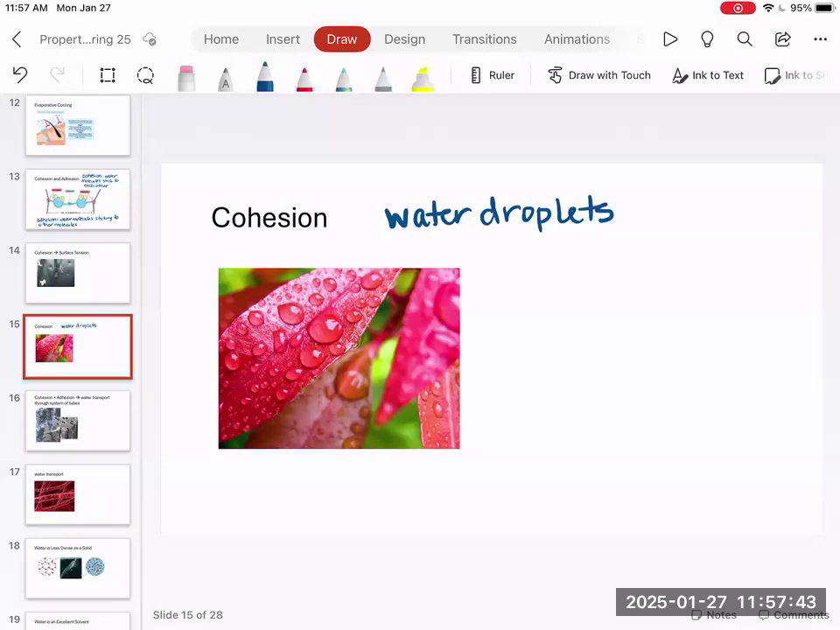So cohesion and adhesion are two very important properties of water. And that is our second property of water that we're studying.